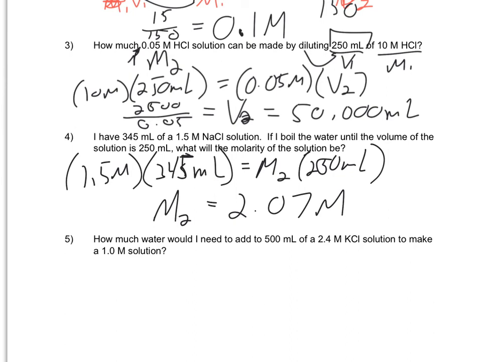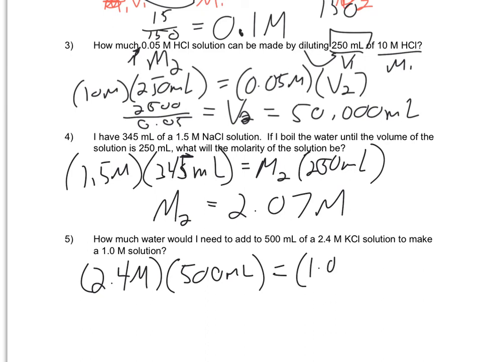The molarity is higher. All right, and then last one, how much water would I need to add to 500 milliliters of, so this is what we're starting with. We're starting with a 2.4 molar solution. We're starting with 500 milliliters, and we want to dilute it, make it less concentrated, and we want to end up with a 1 molar solution. And we want to know how much water we need to add to do that.